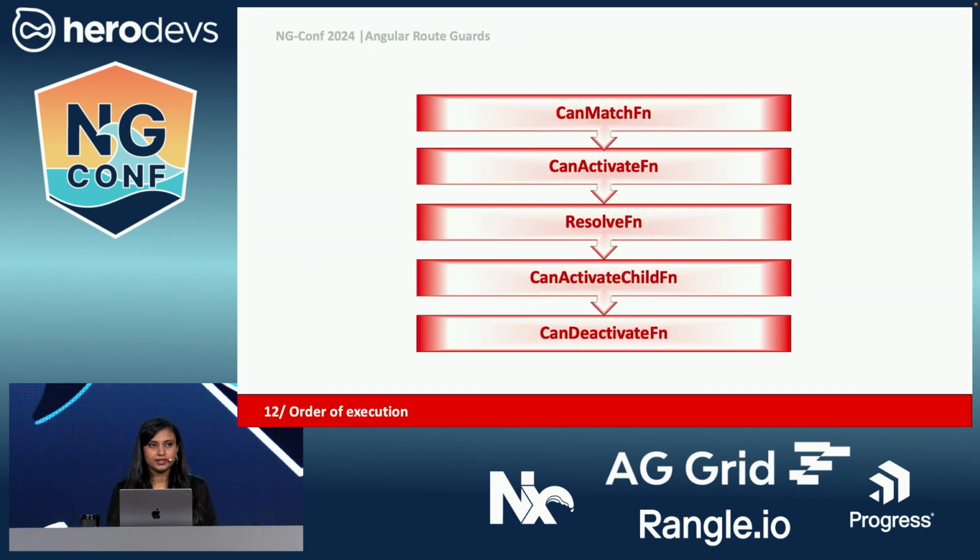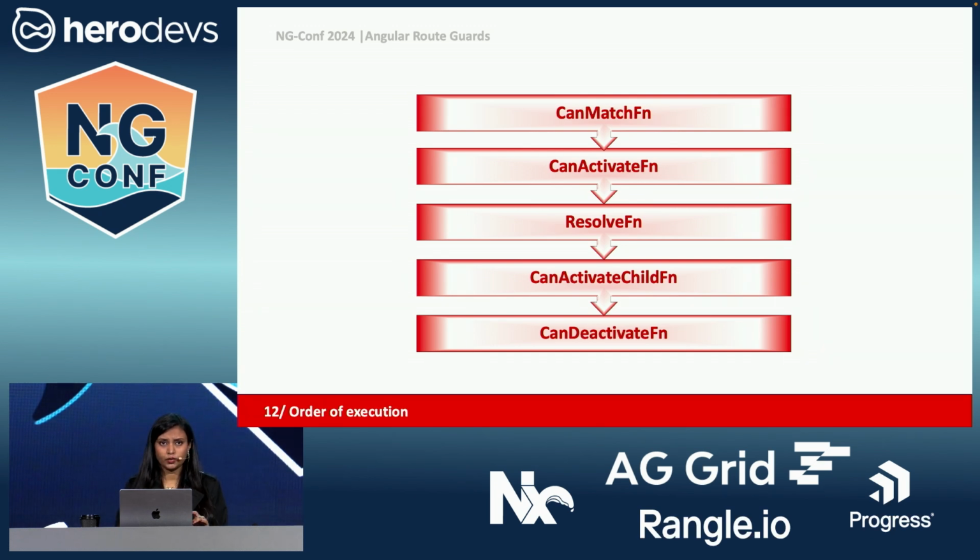Now we have talked about all these guards. Let's see their order of execution and how they work together. So it starts with the canMatch function, setting up the stage by deciding which routes are even in play, and then we move closer to our destination. Then canActivate steps in. It ensures that each visitor has the right to enter that route. Then once the route navigation has been confirmed, the resolve function kicks in. It fetches the necessary data which is required for the route.